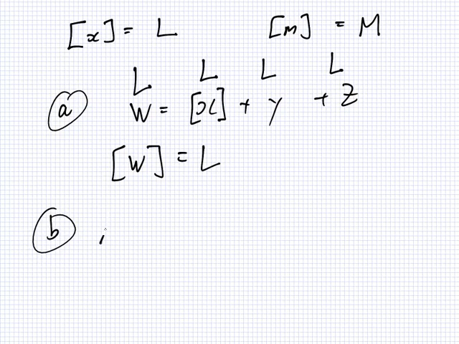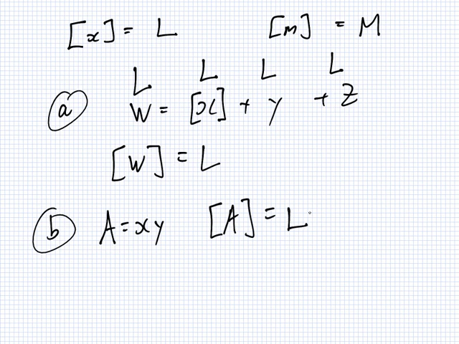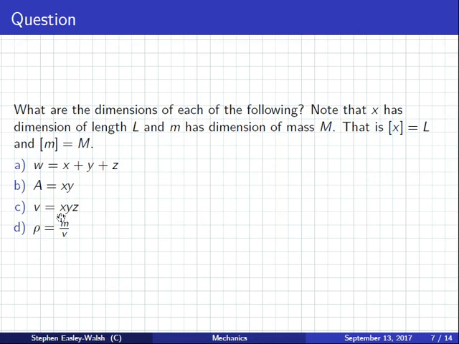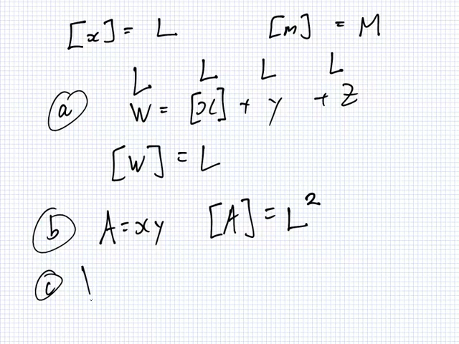So A equals XY. Okay, this one's a little easier. What's the dimension of A? L. No. Yes, L squared, because it's an L by an L. L squared, like, for example, meter squared. Yeah, okay. C. Oh, that should be a big V. V equals XYZ. Yeah, that one's L cubed.